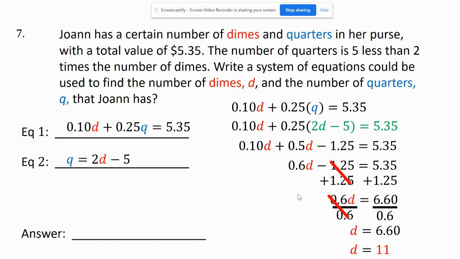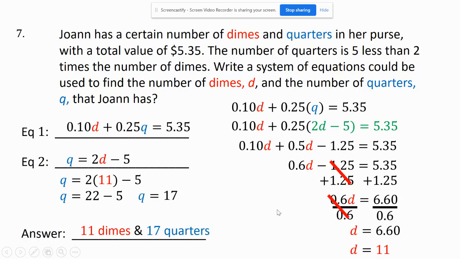I see what I said here. D is not 0.66. The 0.6 goes into the 6.60 11 times. That's just a misprint right there. It even threw me for a second. So my answer is, the number of quarters will be 2 times 11, because there are 11 dimes, and then minus 5, so it's 17. So it's 11 dimes and 17 quarters.